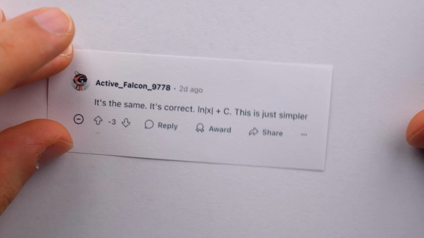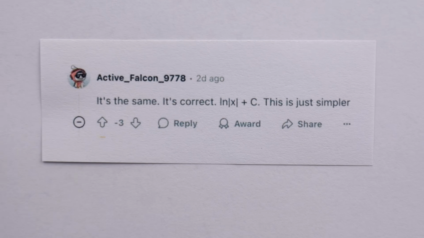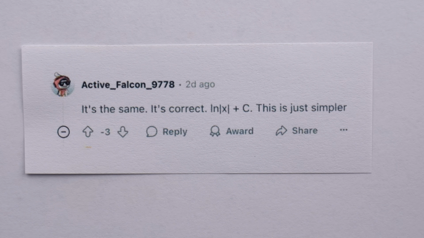I always find it amusing too to see people who just refuse to engage with the issue at all. "It's the same, it's correct. ln|x| + c. This is just simpler. There you go." It turns out that we never had to make such a fuss about it in the first place.